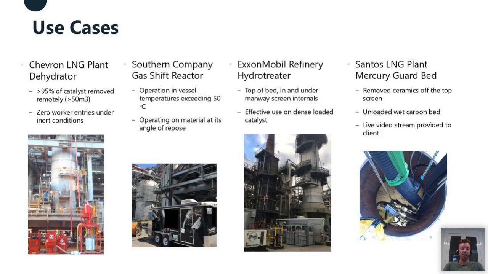We've done a job at a hydrotreater in Canada. It was a dense loaded vessel where the screws being able to break up that material was really important to get even unloading. And then we've also done a mercury guard bed, which, just in the name, you can see how hazardous that kind of environment would be. More recently, we're doing a job in the US where the refinery has adopted the use of Carol because it means fewer people on site with the COVID-19 restrictions.